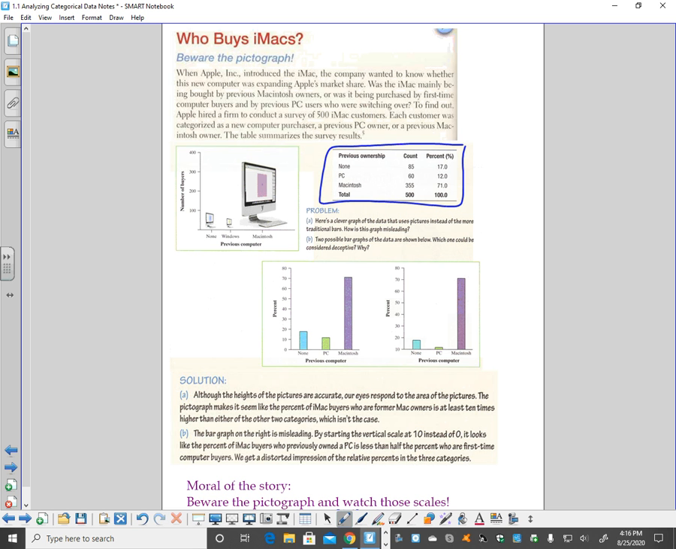So here are my counts. These are the previous ownership. This is people who had no computer before. There are 85 of them, and that's 17% of what the new iMac purchasers are doing. These are people who owned a PC. There's 60 of them who have now bought an iMac, and that's 12%. And then here are the people who owned a Mac before, and that's 355, and that's 71% of the share of who's buying the new iMac. Total of 500 people, total's 100%.